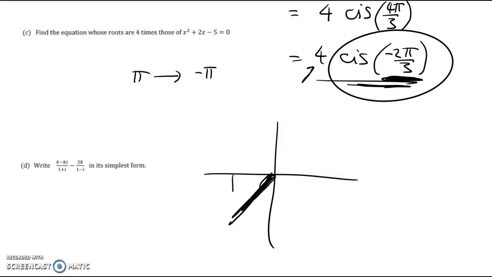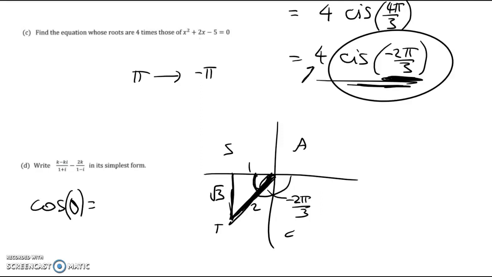And you can see that I'm drawing out a special triangle. So that angle is negative 2 pi on 3. This angle in here is pi on 3. So this side length is root 3, this side length is 2, and this one is 1. And we know that cos of theta is equal to x over r, and sine of theta is equal to y over r.